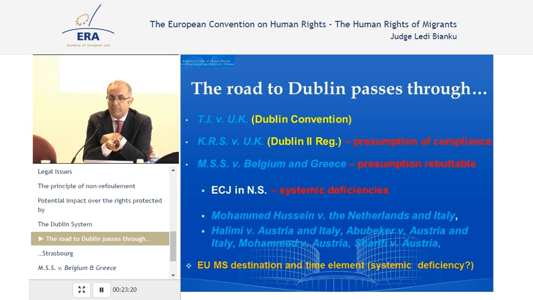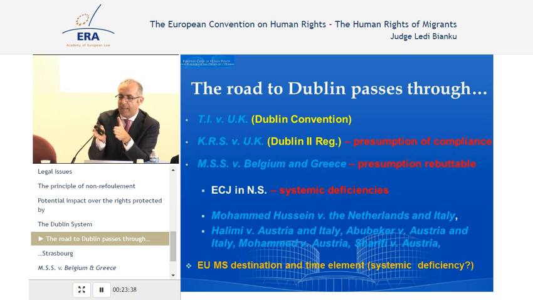And then in MSS versus Belgium and Greece, within a year and a half, we reached a completely different conclusion. We said the presumption is rebuttable, and removing asylum seekers to Greece is problematic under the convention. The European Court of Justice replied to this finding, in the case of NS, saying that asylum seekers should not be removed to countries where there are systemic deficiencies. They use this term as the distinguishing standard.